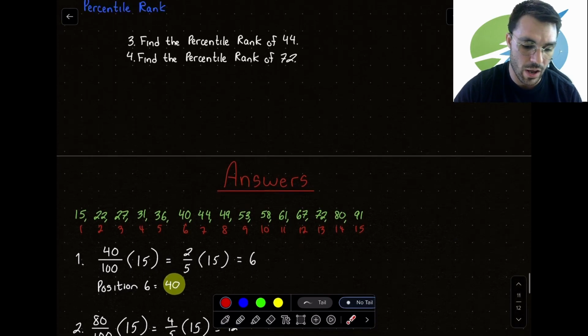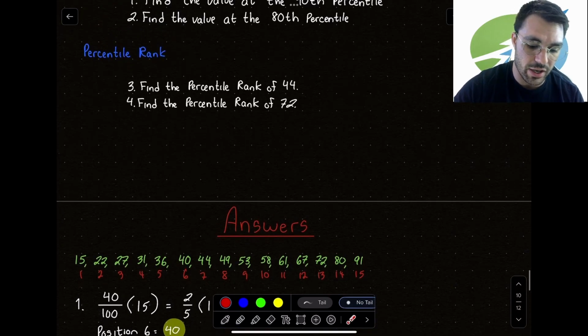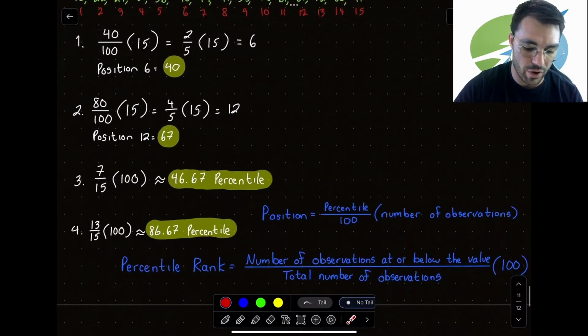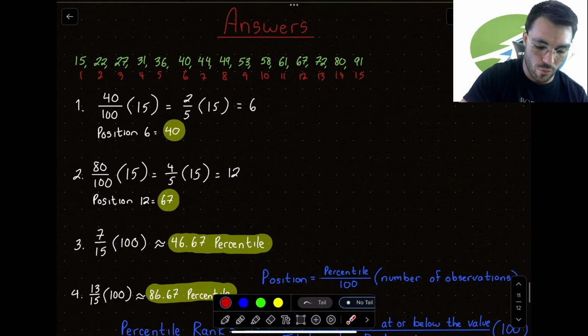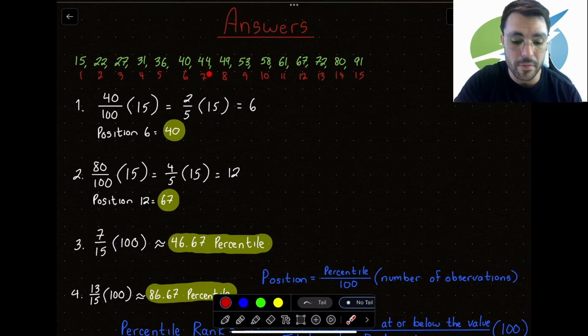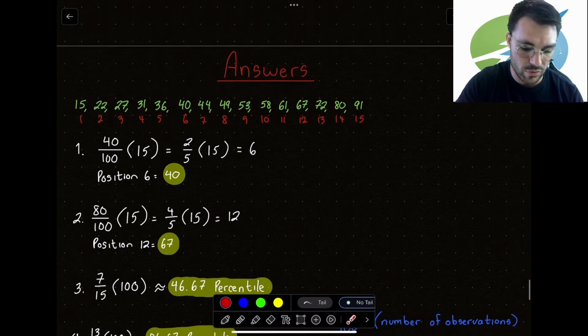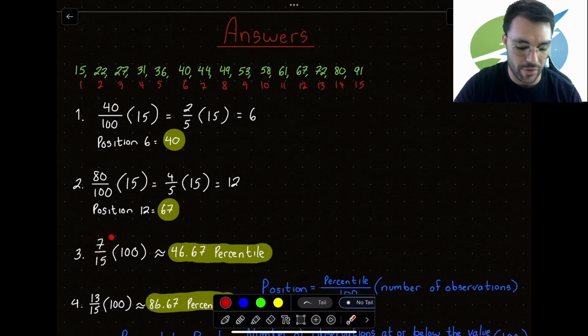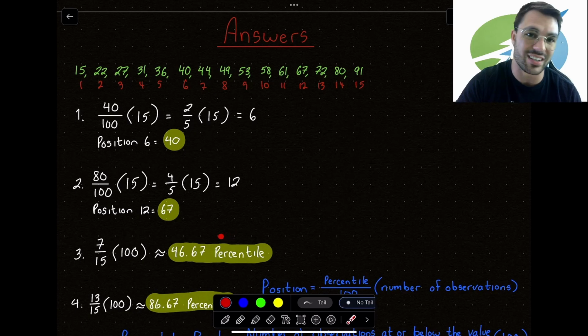Okay. All right. Next question is find the percentile rank of 44. Okay. So 44 is right here. We count how many observations are at or below this point. 1, 2, 3, 4, 5, 6, 7. So that's where the 7 in our numerator comes from. There are 15 observations in total. 7 divided by 15 times 100 gives us roughly the 46.67th percentile.